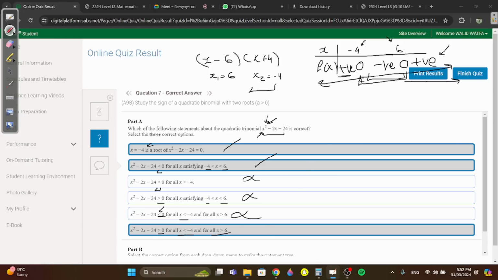Let's see, all x before minus 4. So go from minus 4, go to the left. Is it greater than 0? Is it positive? Yes, it is. And then how about 6? Go to the right. Is it positive? Yes, it is. So it's correct.